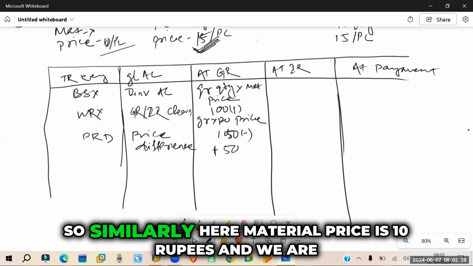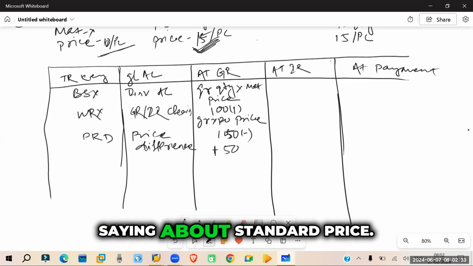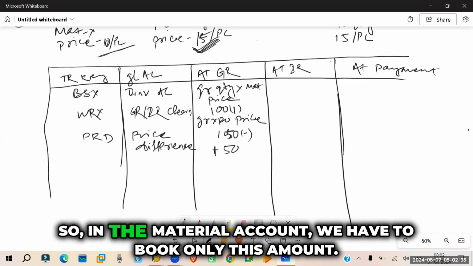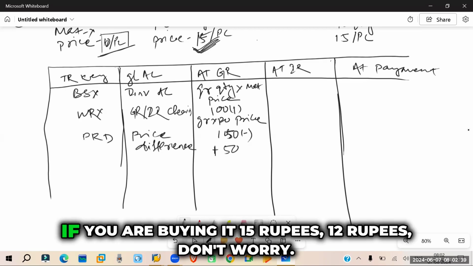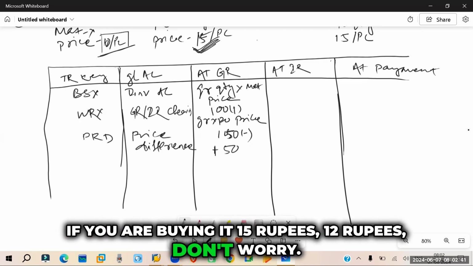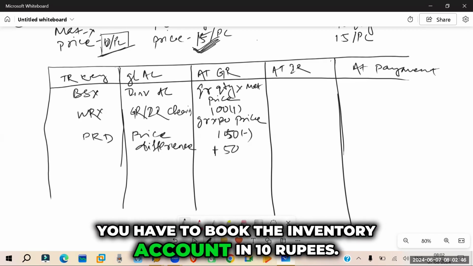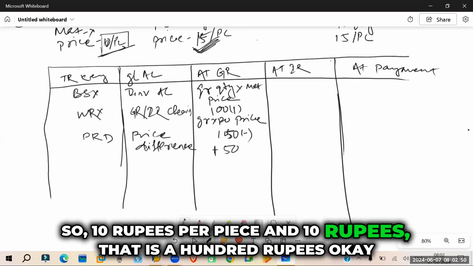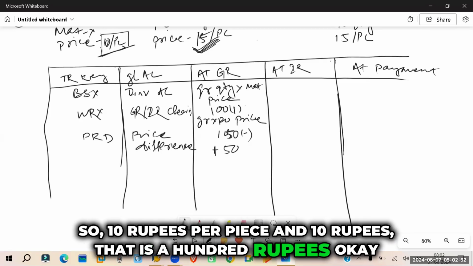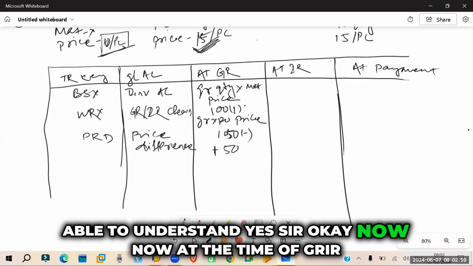Similarly, here the material price is 10 rupees and we are talking about the standard price. So in the material account we have to book only this amount. If you are buying it at 15 rupees or 12 rupees, don't worry, you have to book the inventory account at 10 rupees. So 10 rupees per piece, and for 10 pieces, that is 100 rupees. Okay, able to understand? Yes, sir.